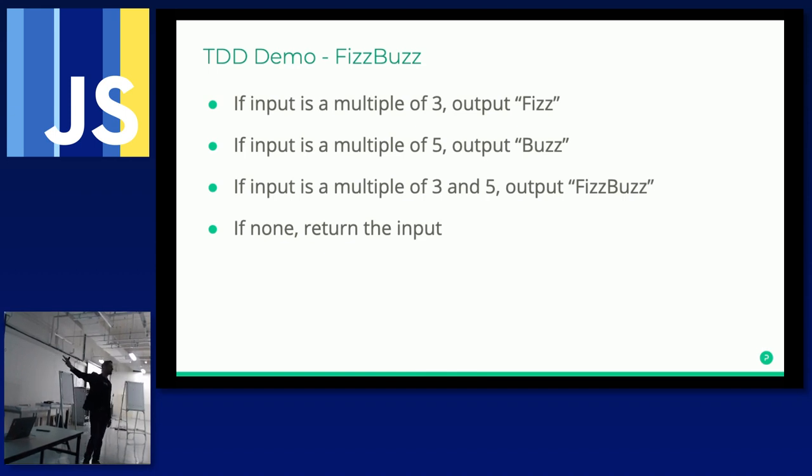If the input is a multiple of 3, you return Fizz. If the input is a multiple of 5, you return Buzz. If it's a multiple of 3 and 5, you return FizzBuzz. Otherwise, you just return the number that was given as input. Quite simple, right?